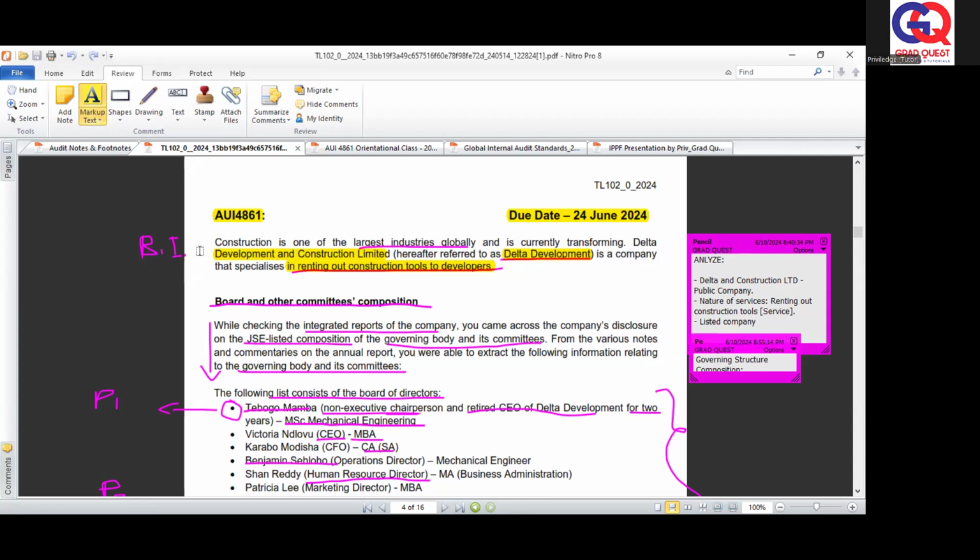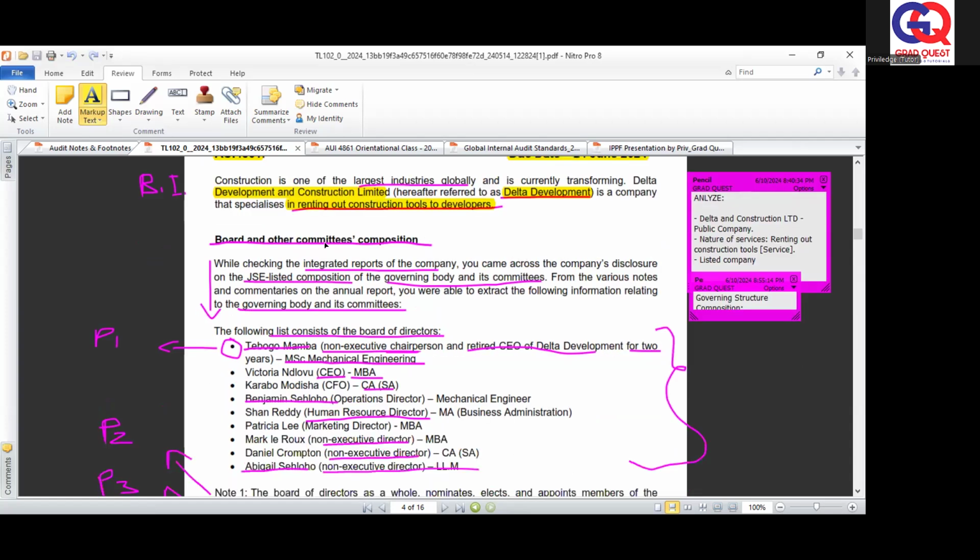That's background information, really, because it's just telling me who the client is, what this client specializes in, and what trades they are in. Let's continue. Board and other committees composition. This already is a hint for my problem area to do with question 1A, because they're talking about the board and other committees. So I need to find something that has to do with the board before I touch the other committees.